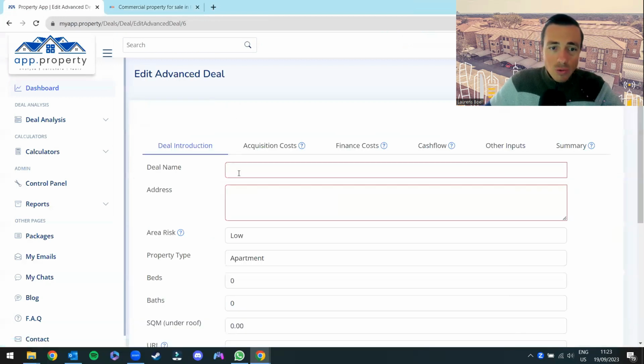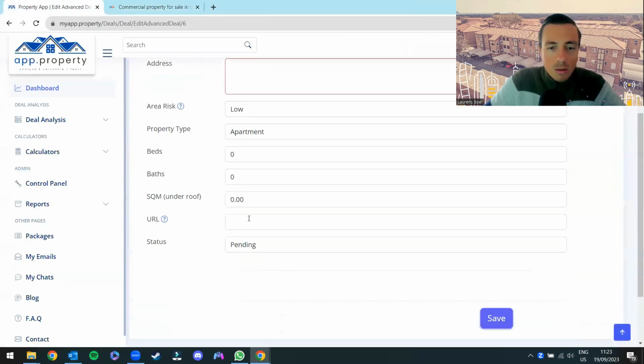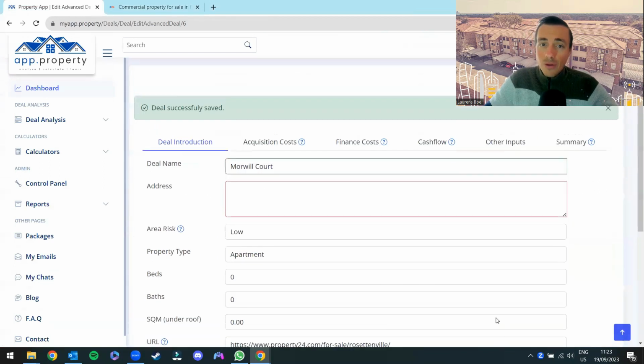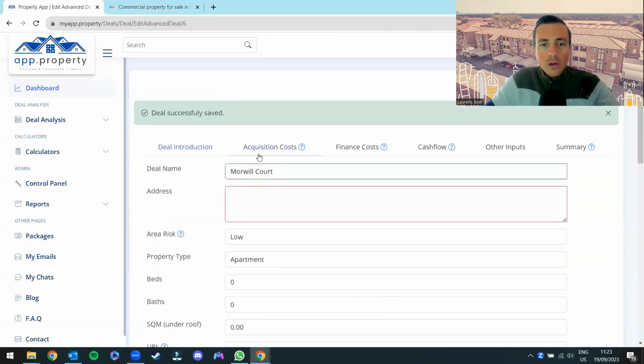I'm going to analyze a new deal. I'll put the block's name here, Morwell Court. And remember to take your URL and paste it here so that in future, when you're looking at the deal again and you want to see the advertisement that got you interested, you know where to look.